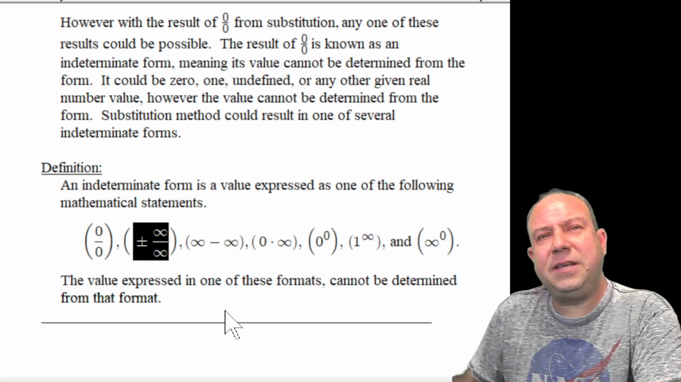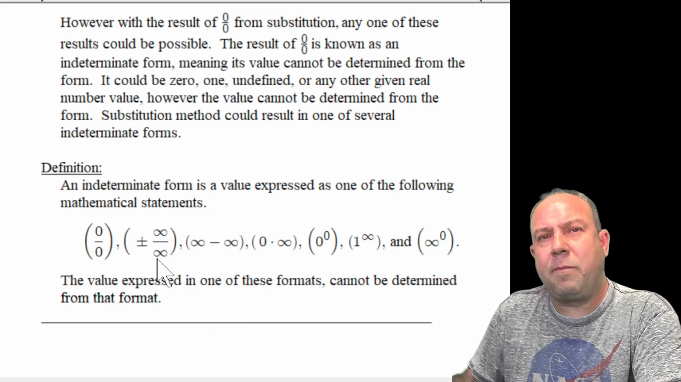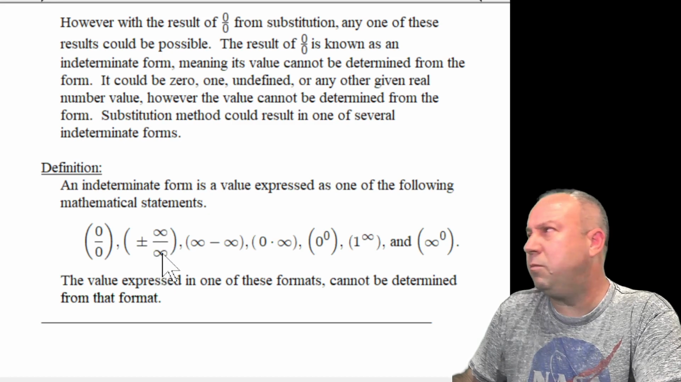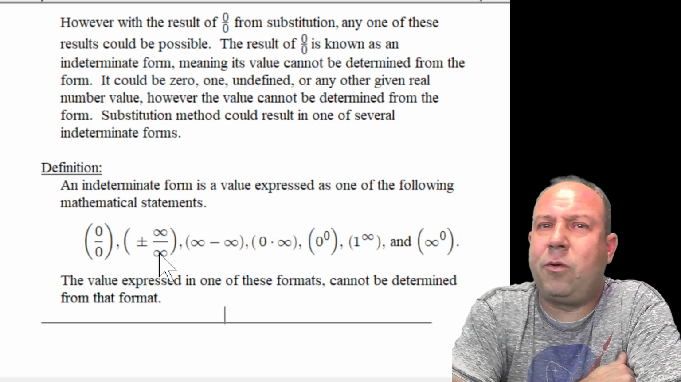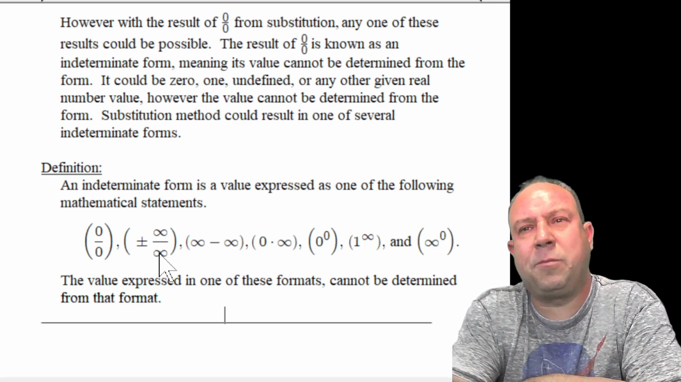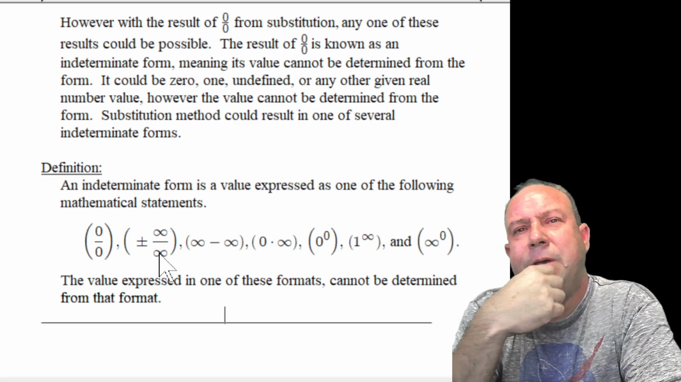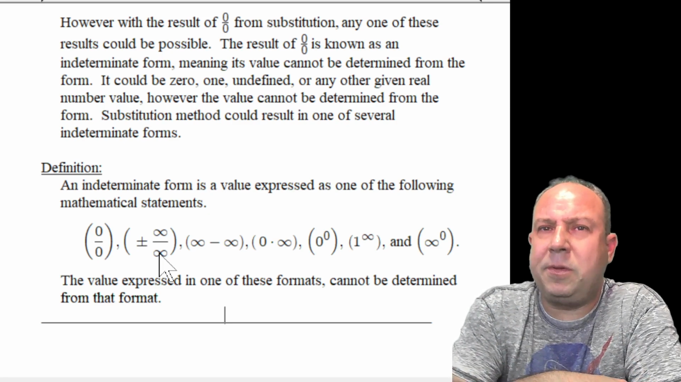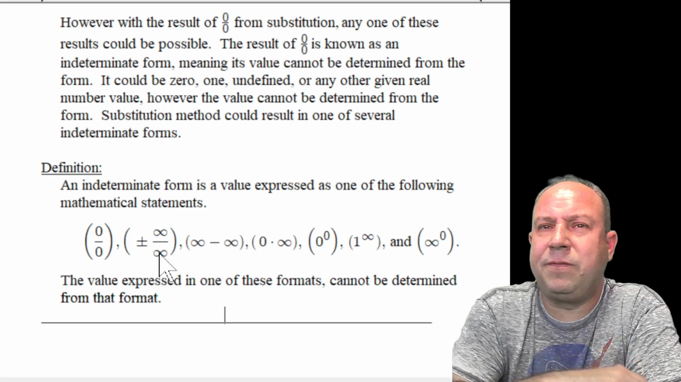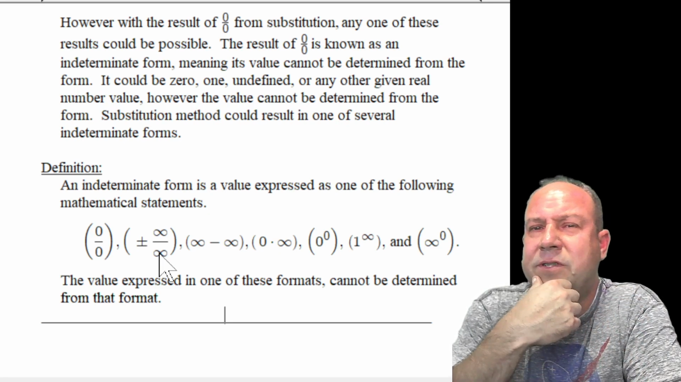Plus or minus infinity over infinity. You could have a plus or a minus infinity in either of those numerator or denominator, and you would have an indeterminate form. We just summarize that as plus or minus infinity over infinity. Infinities divided by infinities are indeterminate forms. Again, we get a similar argument to 0 over 0.